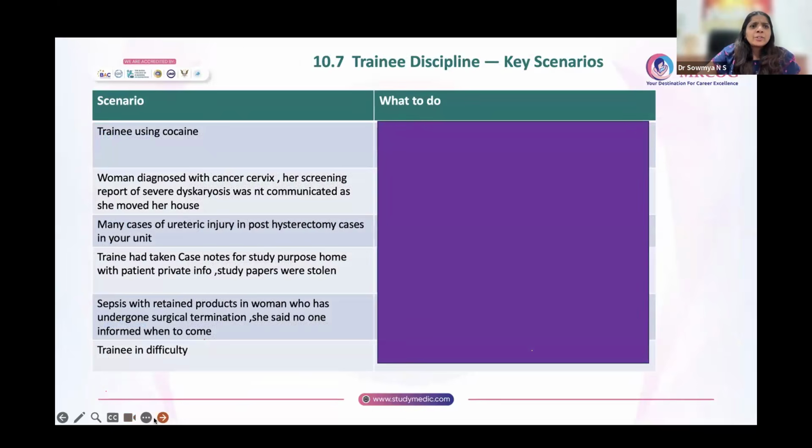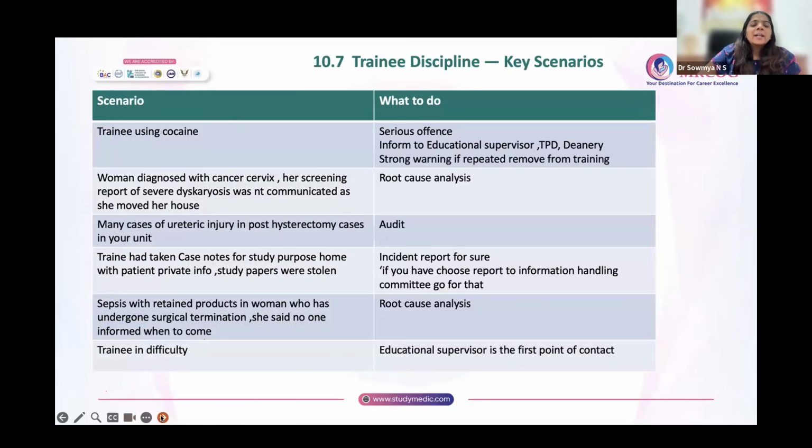See, there's a mixture of scenarios which I have given. Trainee using cocaine. I have a slide on alcohol for the trainee and for the consultant, so don't worry about it. Trainee using cocaine is drug abuse. Okay, it is a serious offense. You inform the educational supervisor, training program director and deanery, and a strong warning would be given. If it repeats, then they are removed from the training.